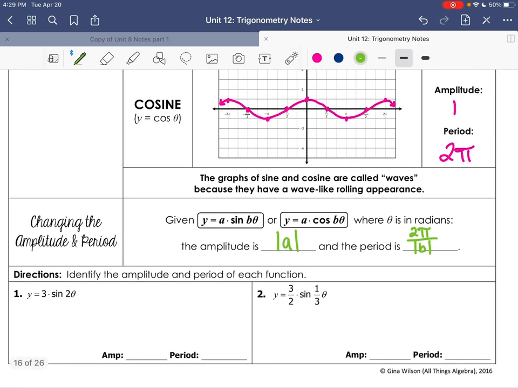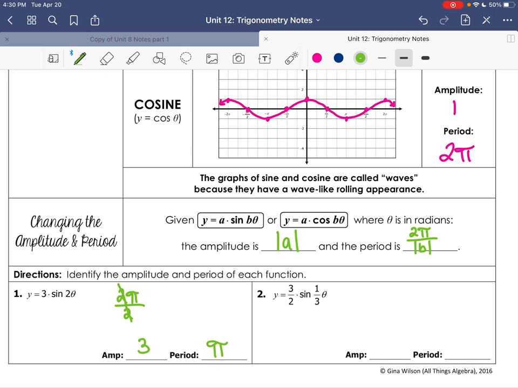So in this next little area, they just want you to identify the amplitude and the period. So think about that the amplitude is the absolute value of A, so absolute value of 3 is 3. And then for the other one, you have to use the little formula. So you have 2 pi is your formula, and then the absolute value of 2 is 2. Well, 2 over 2 simplifies, and you're just left with a period of pi.